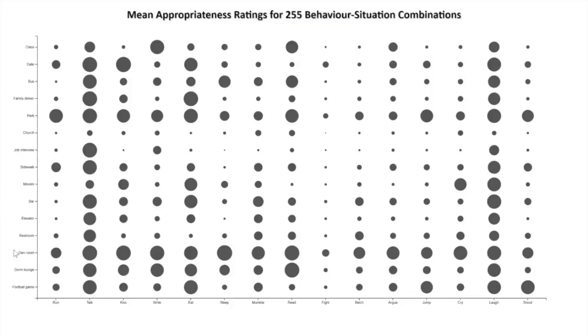A bubble graph was used to display the data. I placed the situations on the y-axis and the behaviors on the x-axis. Hovering over each of the behaviors on the x-axis gives the average of that behavior over all of the different situations, as shown here.